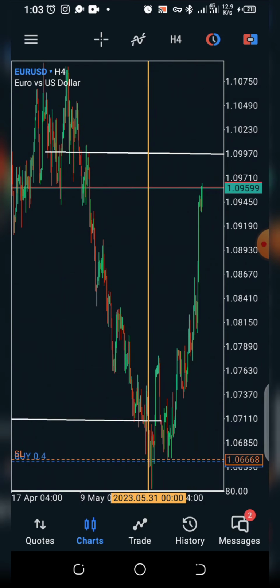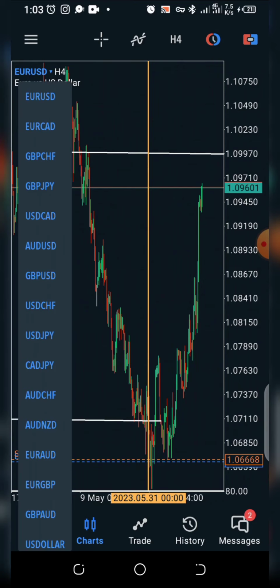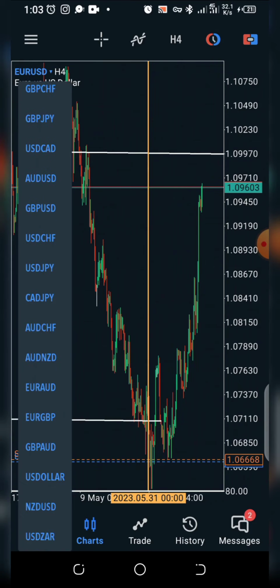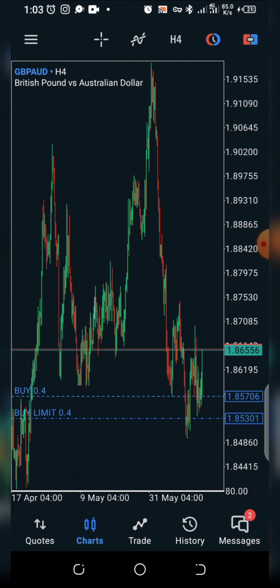Let me show you something in few seconds right now. Look at this trade that is going on right now. That is GBP AUD. Look at this GBP AUD trade. Now, this trade right now is a buy trade.